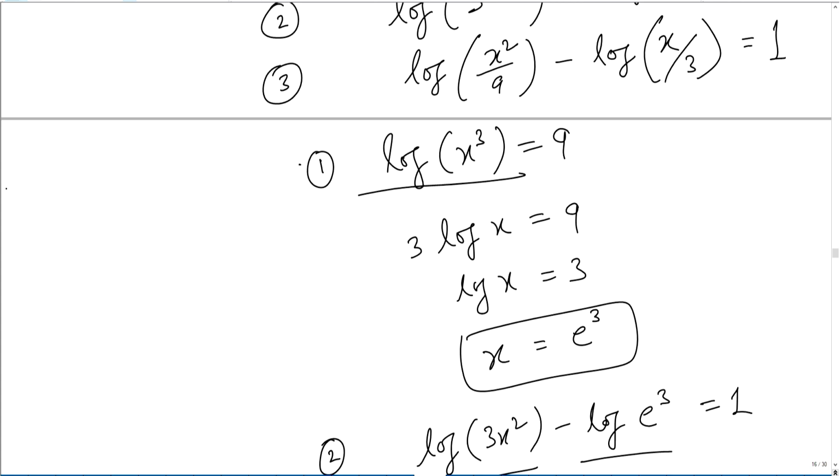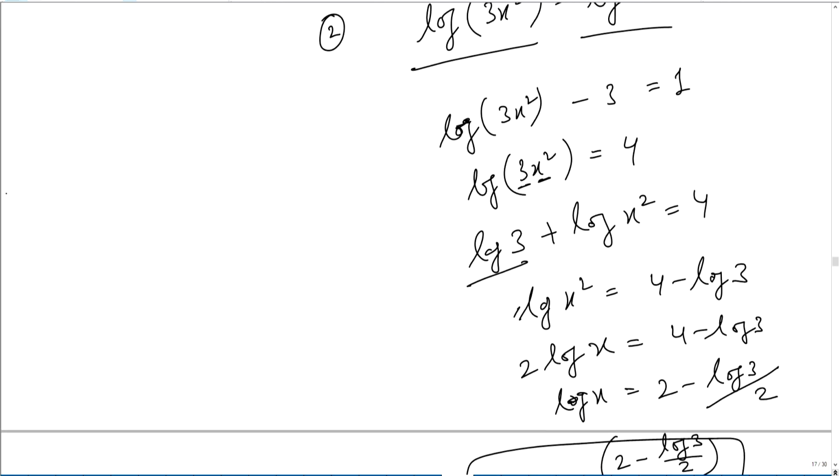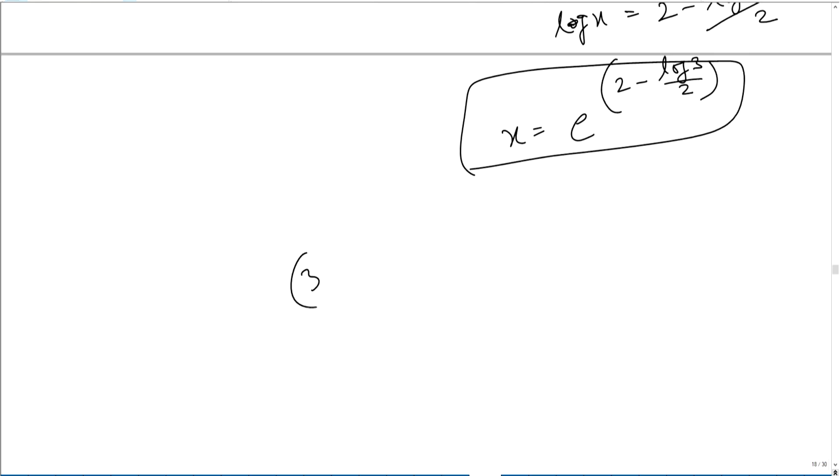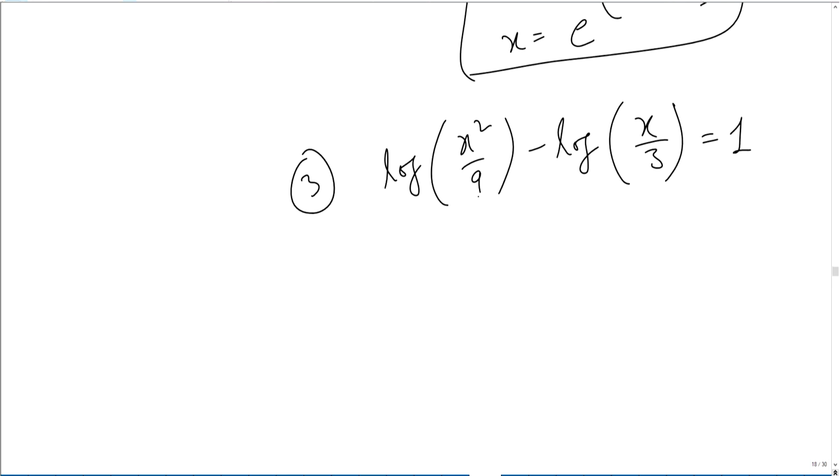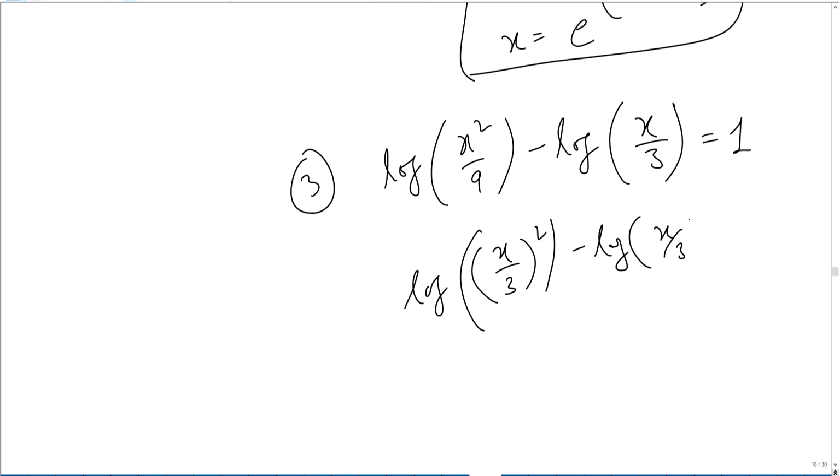Let us solve the third problem. Log x square by 9 minus log x by 3 equals 1. You see some similarity in this term and this term. So, let us try to solve for that. Log x square by 9 can be written as log of x by 3 whole square, minus log x by 3, and this is equal to 1.